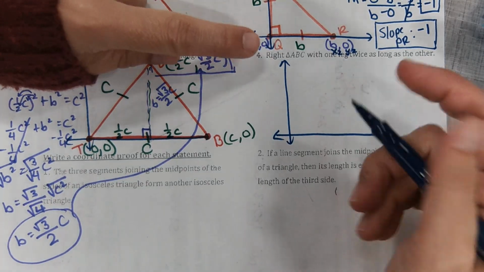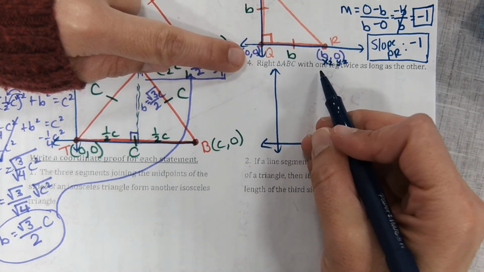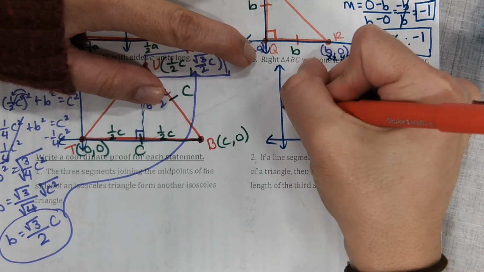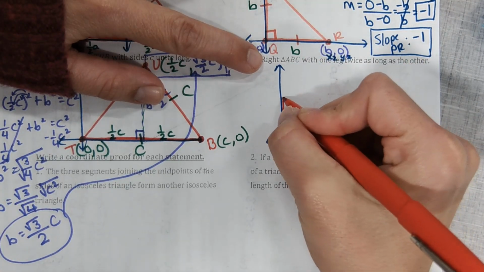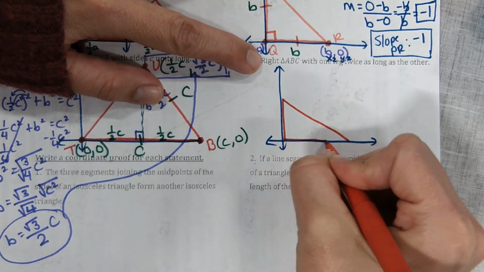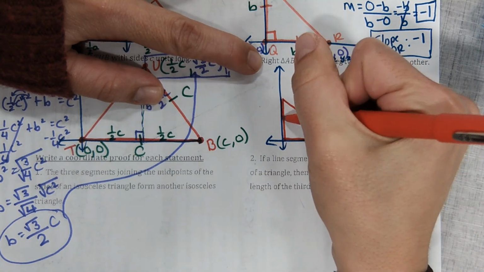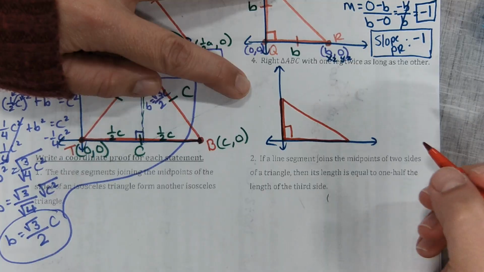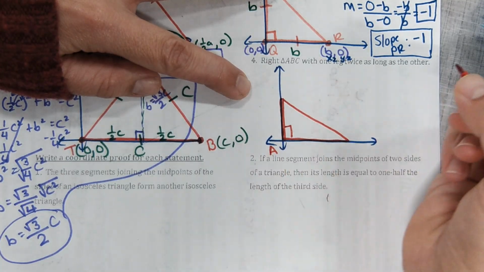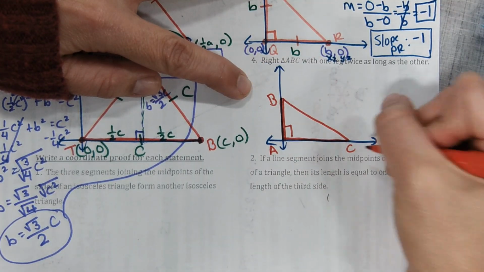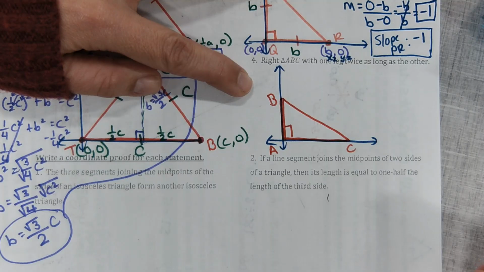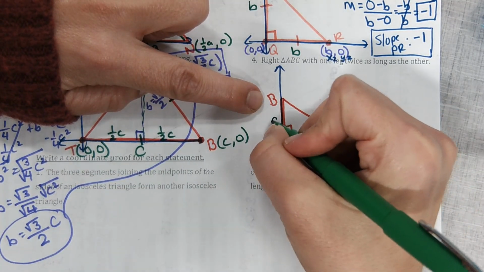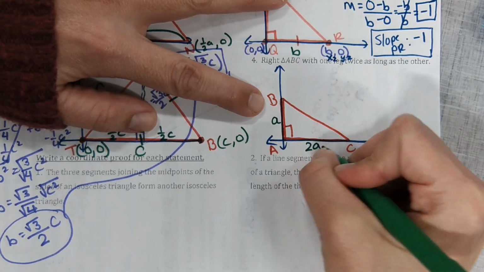It says right triangle ABC with one leg twice as long as the other. So right triangle ABC. So I'm going to use the two axes to make that right angle. So here's right triangle A, B, C. It says one leg is twice as long as the other. So if this is A units long, then this would be 2A units long.